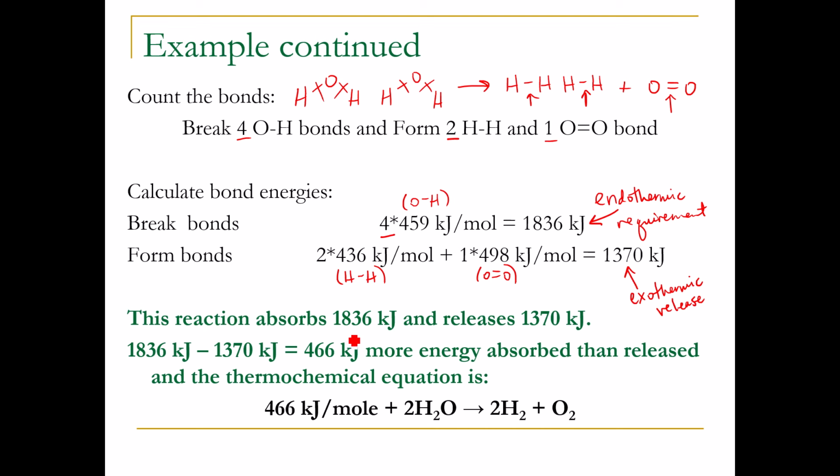So 1836 is the energy required to break everything, so we're going to absorb that much energy. Then we're going to release the 1370 when the new bonds are formed. So we're going to put these numbers together. Our 1836 was a positive number, endothermic. Our 1370 is an exothermic number, so that's where we have the negative. So we end up subtracting. We get 466 kilojoules of energy remaining, and that is positive. So we have more energy going in than is released. Overall, this would be an endothermic reaction.